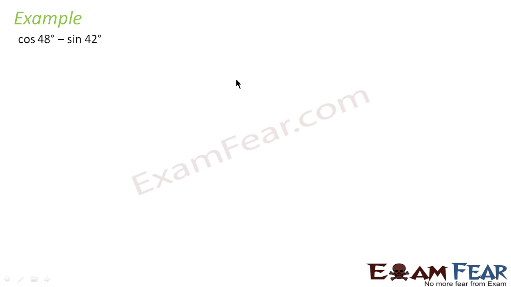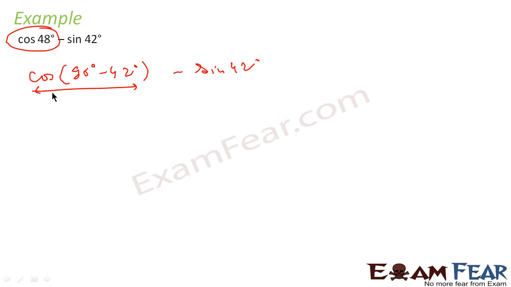We'll take a little more difficult question. Cos 48 minus sine 42. Here also you see 48 plus 42 is 90, so we can somehow cancel this. So let me convert this cos into sine. I'll write cos 48 as cos of 90 degree minus 42 degree, minus sine 42 degree. Why? Because cos 90 minus theta is sine theta. So this becomes sine 42 degree minus sine 42 degree, and this becomes 0, and that is my answer.